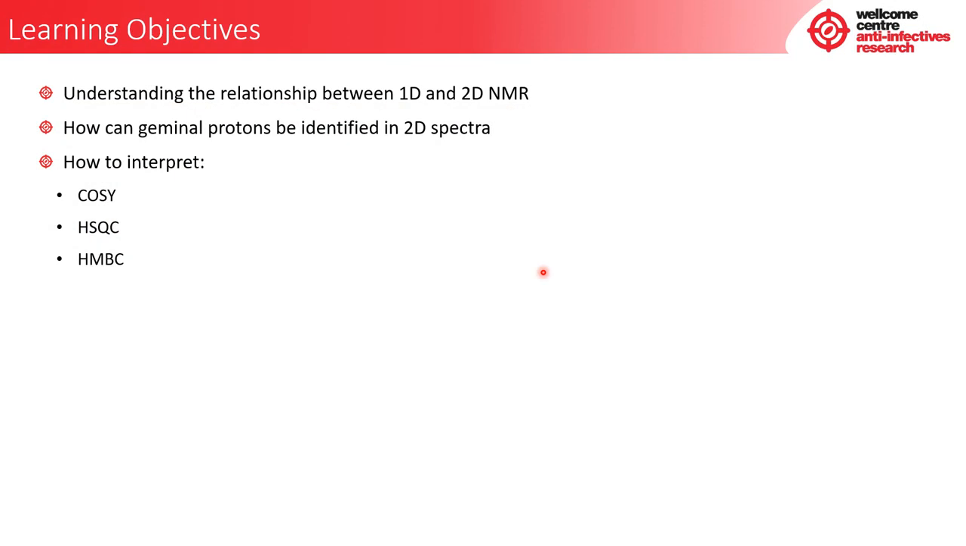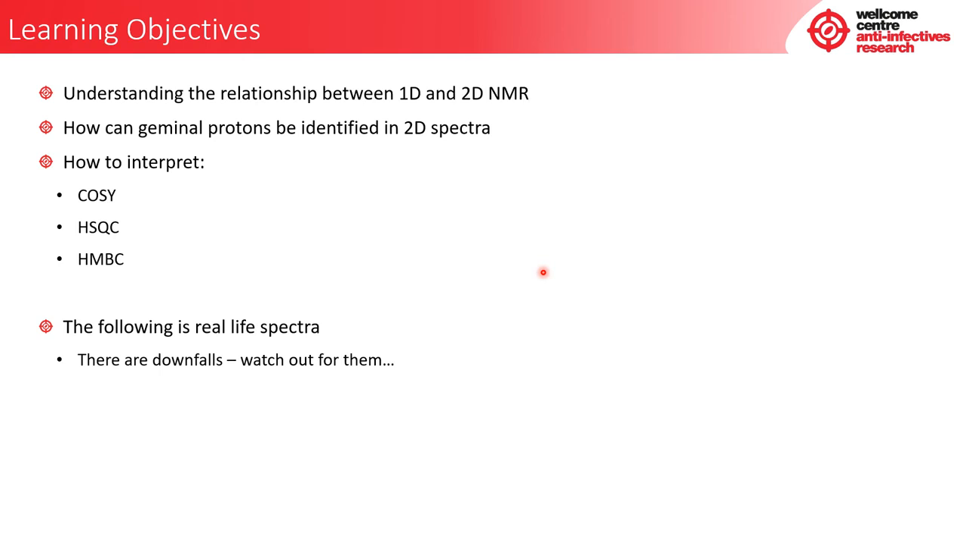So what are we going to be able to understand during this talk? Well, we want to understand the relationship between 1D and 2D spectra. What we're also going to look for is some of the downfalls of some spectra and how other 2D NMR experiments can help you with this understanding. And the ones that we're going to cover today is what is deemed to be one of the most essential for understanding structural elucidation, which is COSY, HSQC and HMBC.